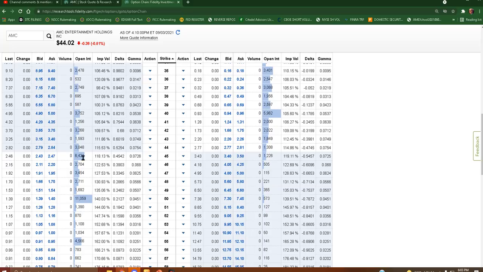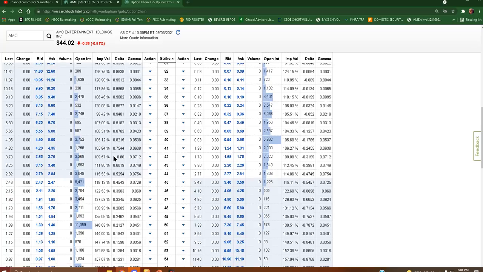So it looks like our first level of resistance is going to be that 44 marker, and then that 45 especially. So we'll have to see how it plays out. But that's how typically you would want to look at the options chain to determine support and resistance.